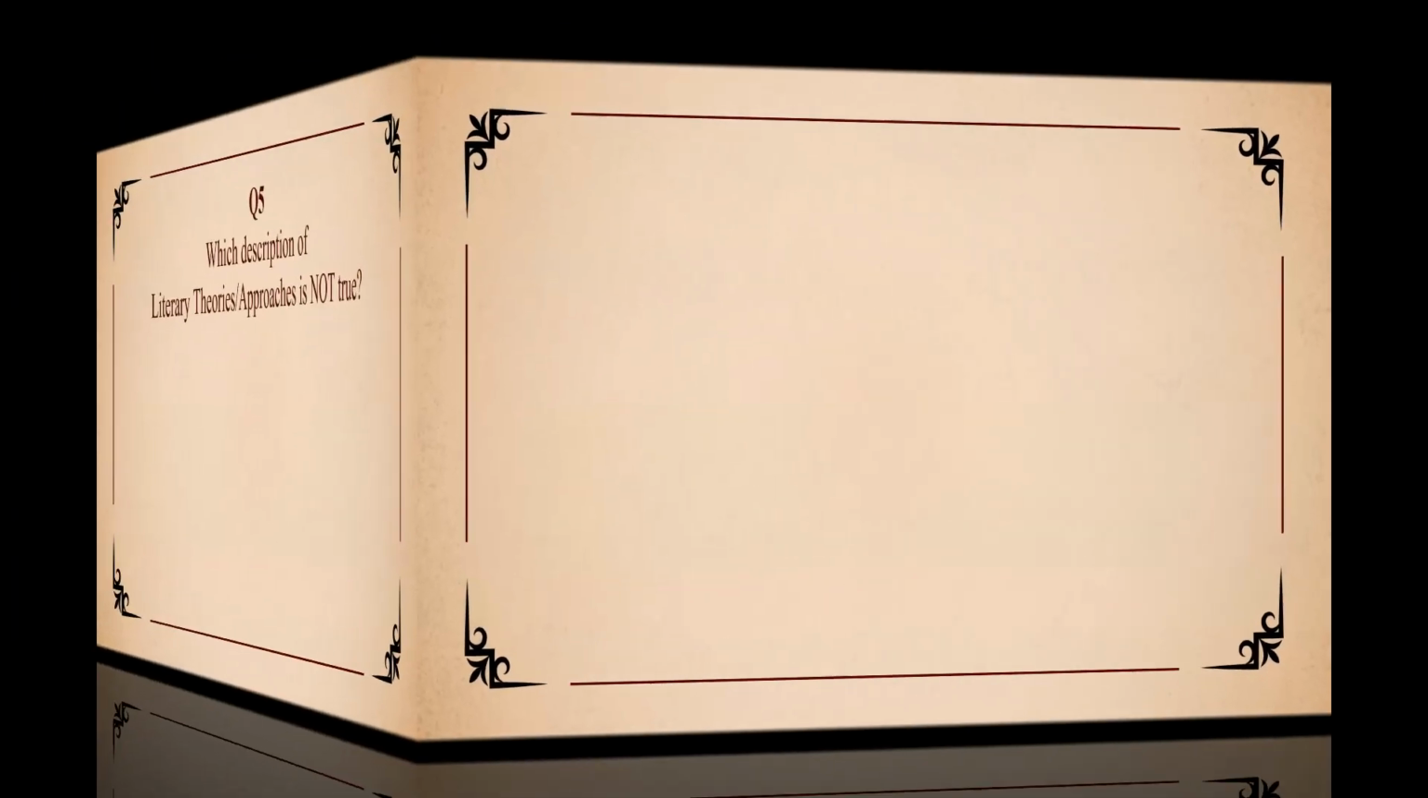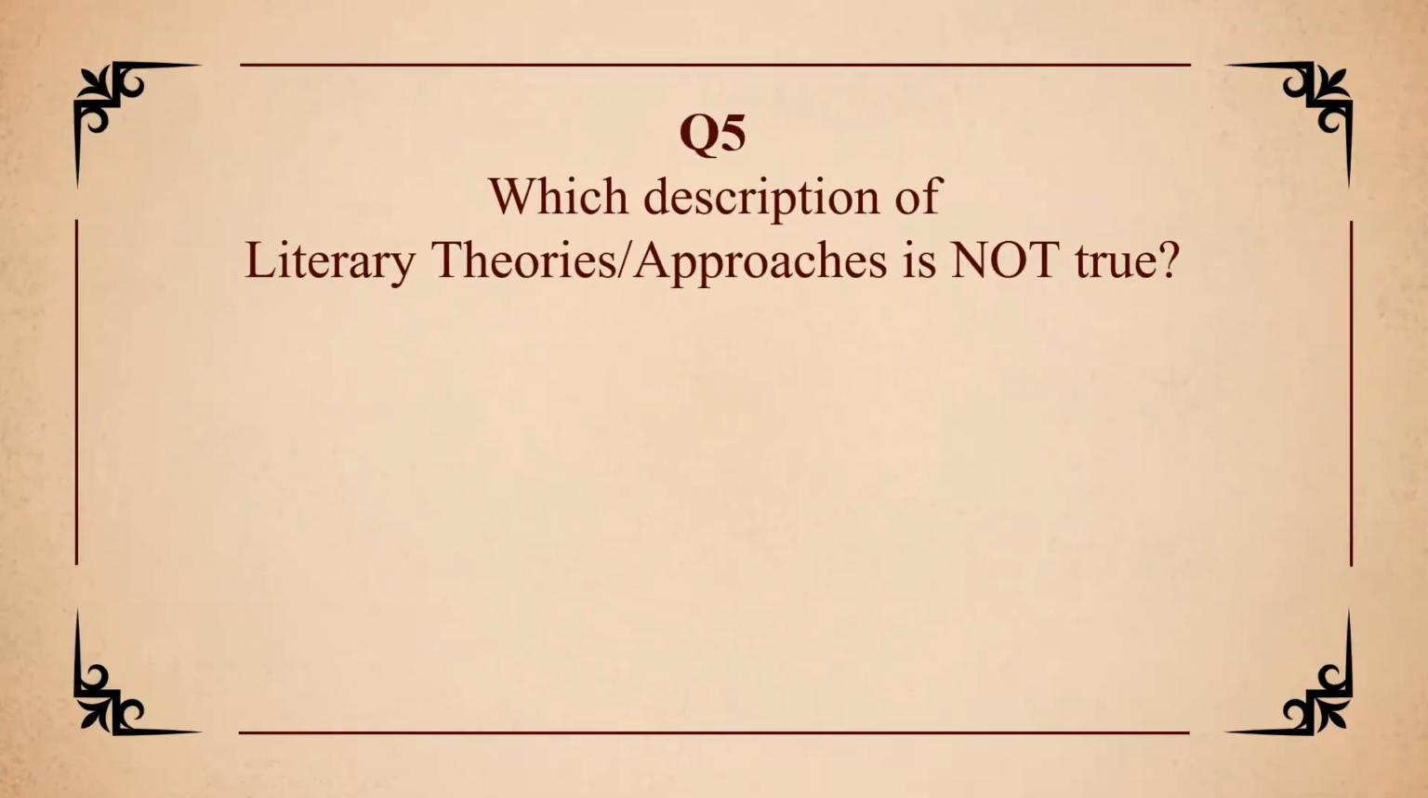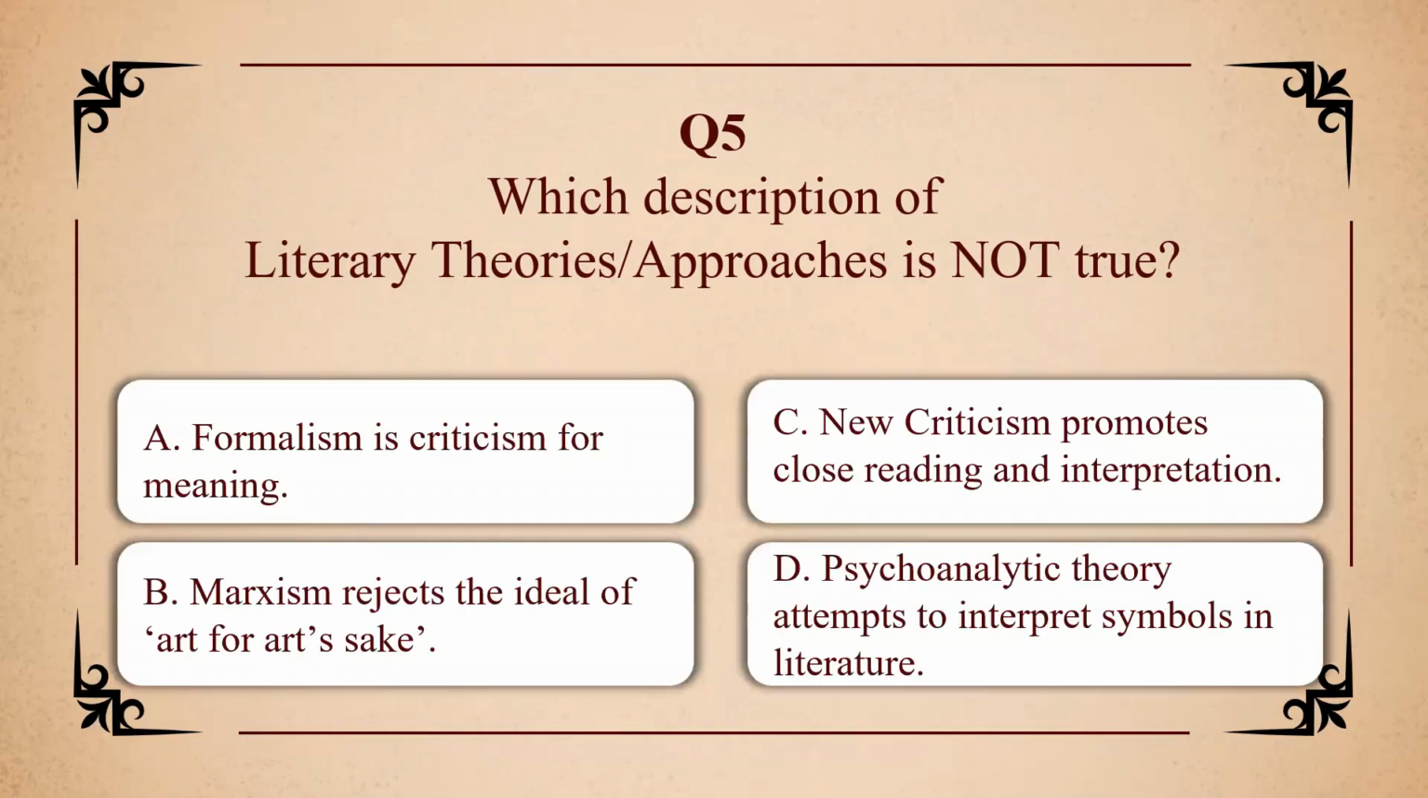Moving on to number 5. Which description of literary theories or approaches is not true? A. Formalism is criticism for meaning. B. Marxism rejects the ideal of art for art's sake. C. New criticism promotes close reading and interpretation. Letter D. Psychoanalytic theory attempts to interpret symbols in literature. The answer is letter A.